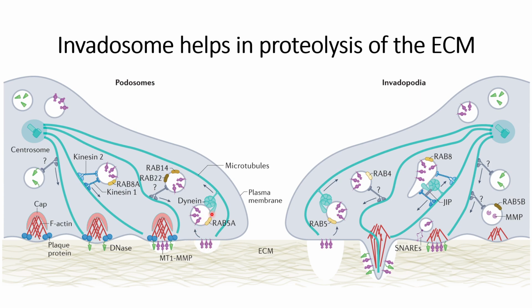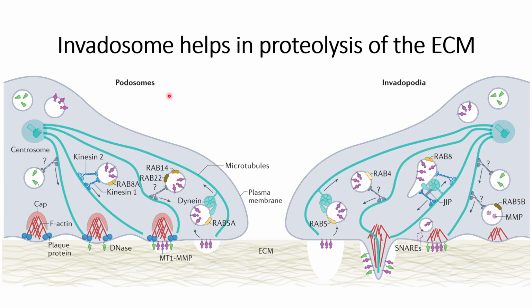The last step is that the matrix metalloprotease protein MT1 can also degrade the cellular matrix on its own, and this MT1-MMP is transferred by the motor protein dynein. Dynein also helps in transport of the matrix metalloprotease protein with the help of RAB5A on its own, and some people also think that dynein helps in the transport of MT1 with the help of RAB14 and RAB22 to form this complex. However, no general consensus has been formed about this motor protein, whether it is dynein or something else.